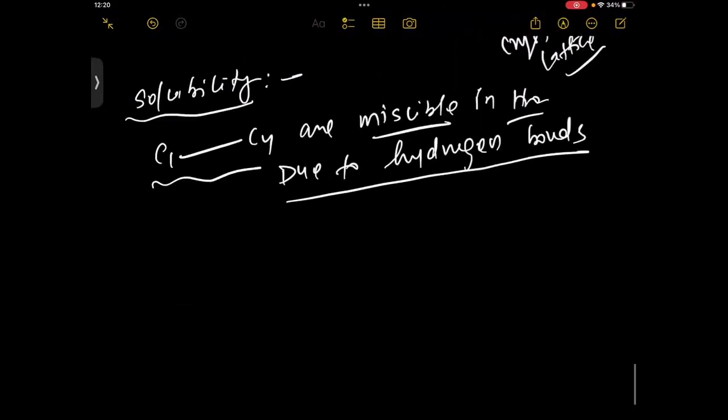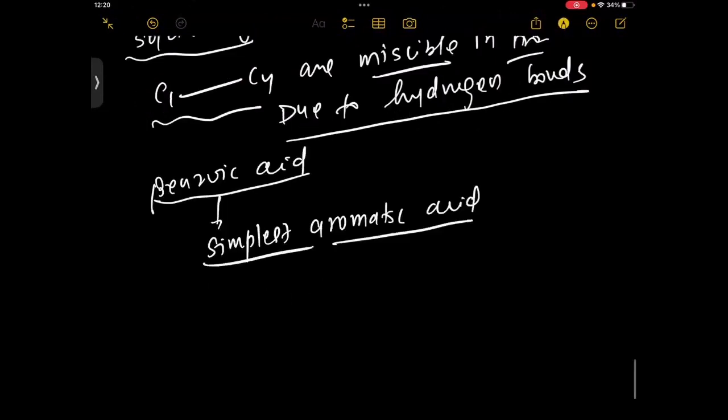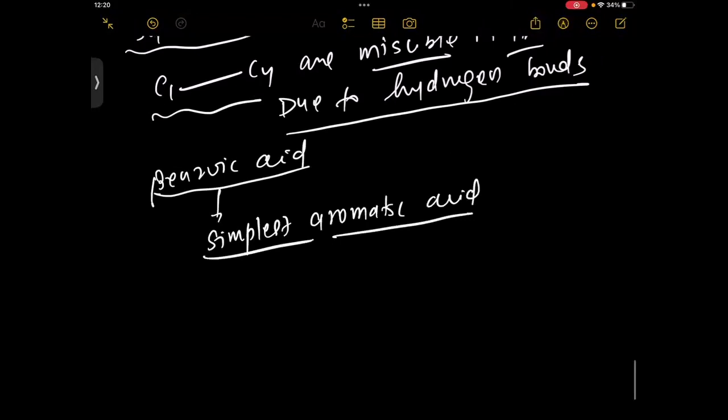Now we talk about benzoic acid. Benzoic acid is the simplest aromatic carboxylic acid. This is benzoic acid, the simplest aromatic carboxylic acid, and it is almost soluble in cold water. Okay.